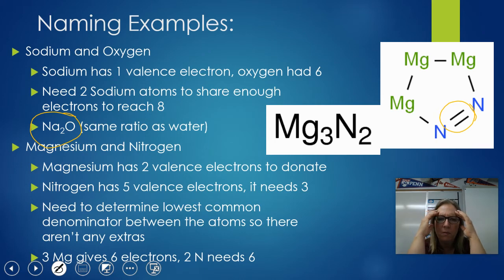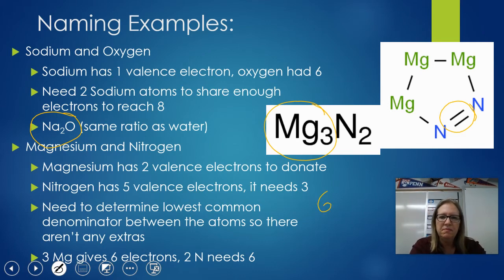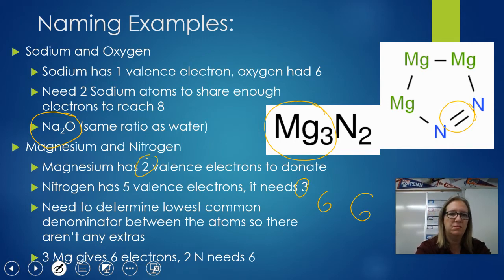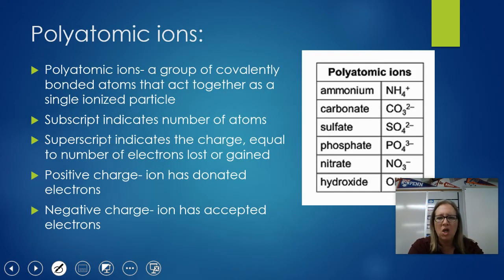So what happens is we have to come up with this lowest common denominator between the atoms so that it works itself out, okay? So ultimately what happens is we get 3 of the magnesiums giving a total of 6 electrons. And then we've got 2 of the nitrogens, which needs 6 electrons, okay? So 2 times 3 is 6, and then that 3 times 2 is 6, and so we've equaled it out, and so that's why we get the Mg3N2 right there. I pointed out that double bond earlier. That actually goes with this compound, not the one up here. Duh. Okay, let's talk about these polyatomic ions.